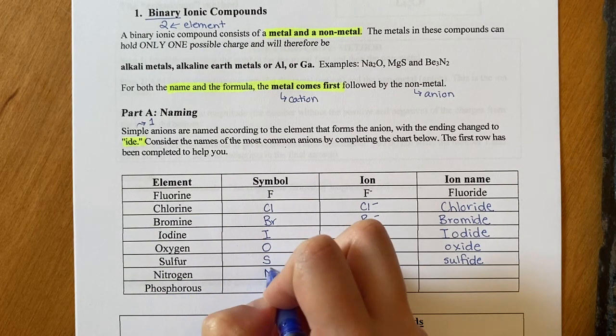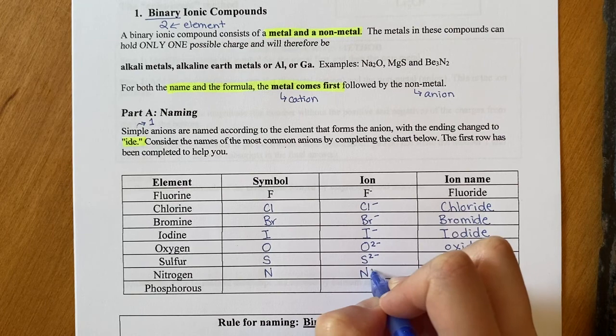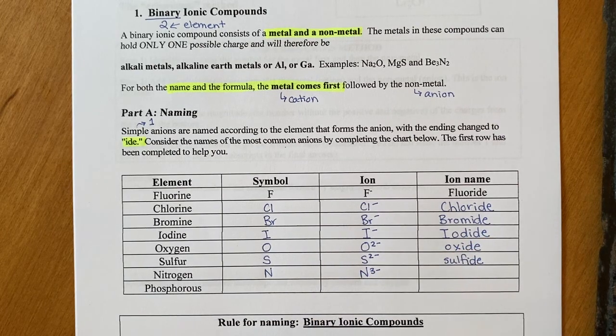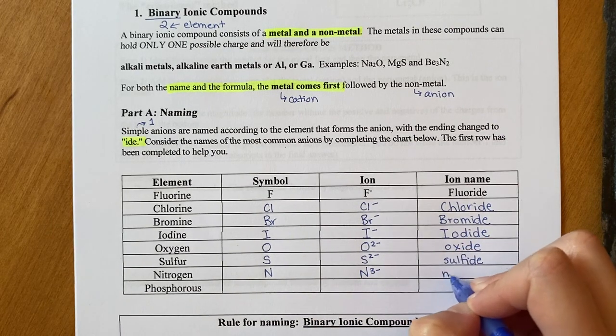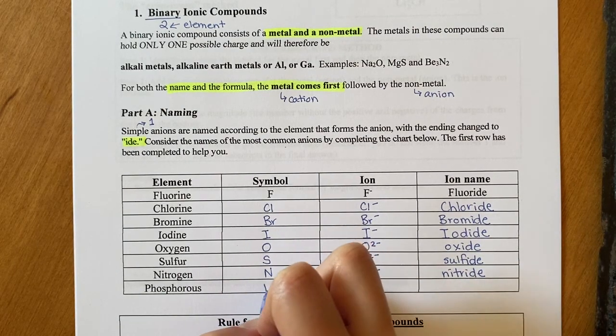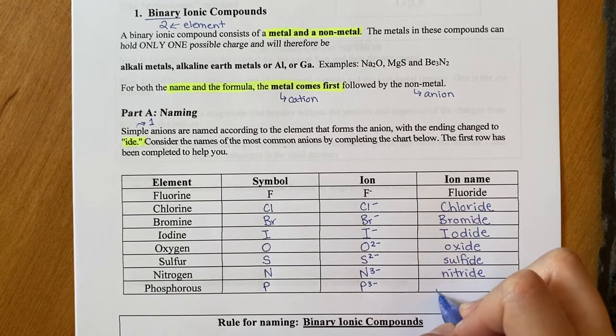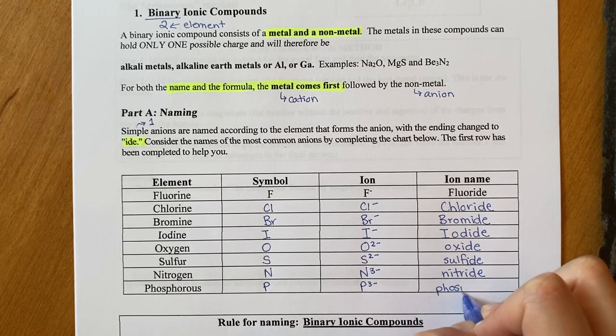Nitrogen, okay, is in column number 5. It's going to gain 3 electrons. So it, as an ion, will be N3 minus. We call it nitride. And same for phosphorus. So P also has a charge of 3 minus, and we would call it phosphide.